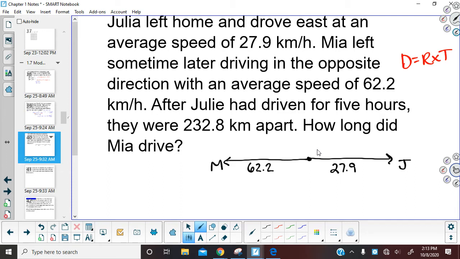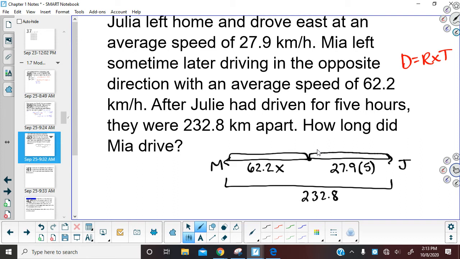So after Julie had driven for 5 hours, we are trying to figure out how far apart they are. We're given that much. They're 232.8 kilometers apart. How long did Maya drive? We don't know that. That's our variable. If you think about segment addition from geometry, we've got Maya traveling this distance, we've got Julie traveling this distance, so we would add those two together.